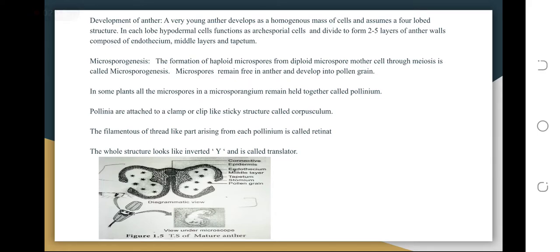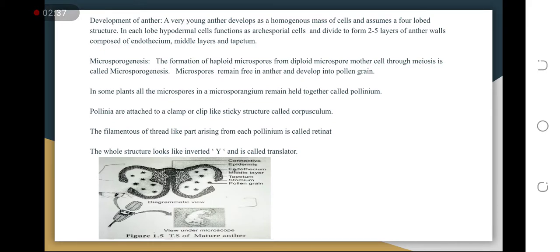Microsporogenesis. The formation of haploid microspores from diploid microspore mother cell through meiosis is called microsporogenesis. Microspores remain free in anther and develop into pollen grain. These are present in anther.